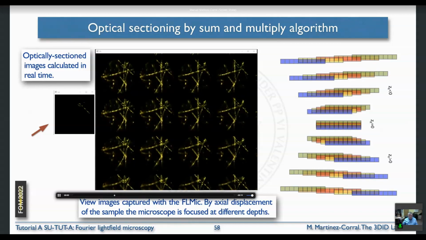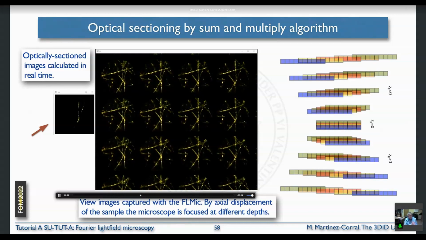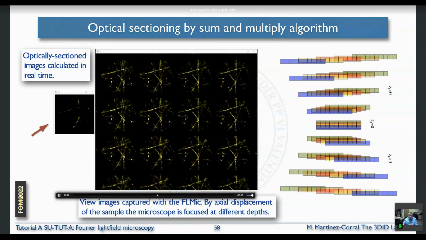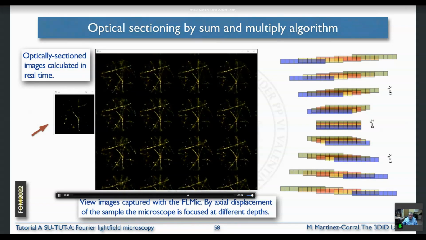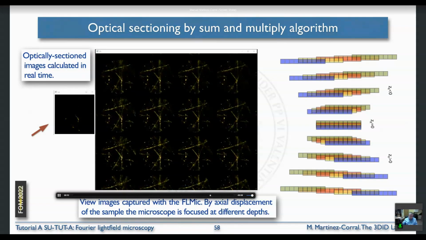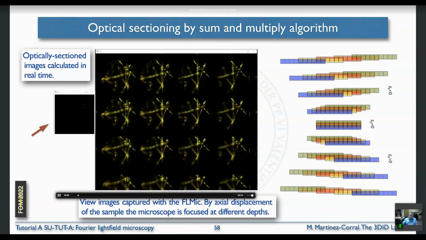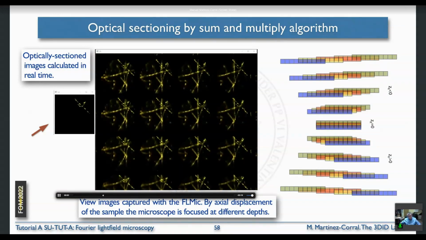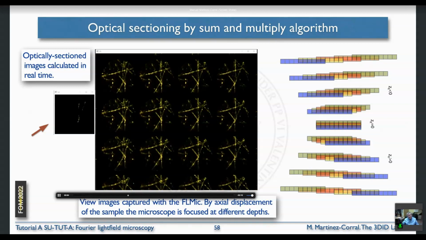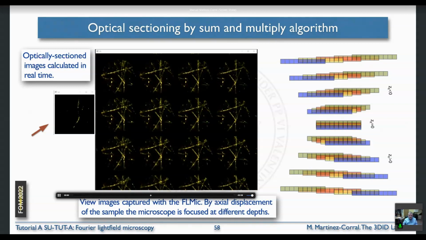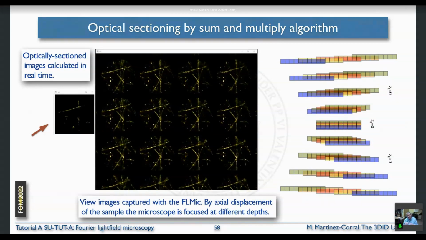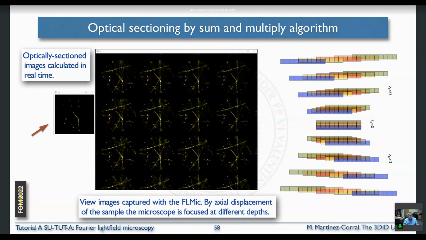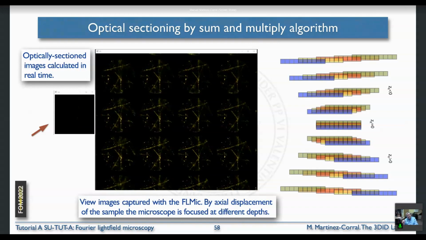So for any axial position of the sample, you have the optical sectioning in a plane, or you can have the 3D image with optical sectioning, but it takes more time. So you can do many things in real time, and you can store this information and do many things offline.